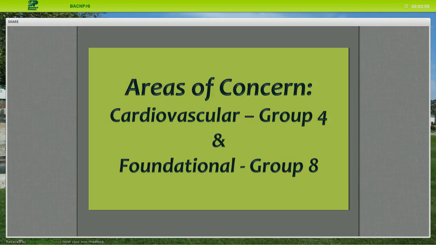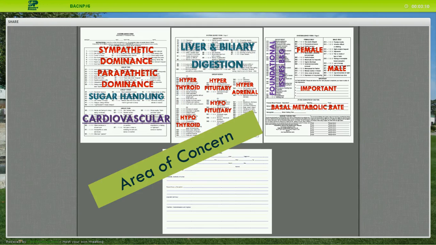So the areas of concern that we're going to be talking about today is the cardiovascular group, which is group 4, and the foundational group, which is group 8. And as you see the symptom survey here, you'll see that's right here at cardiovascular group 4, and here the foundational issues in group 8.